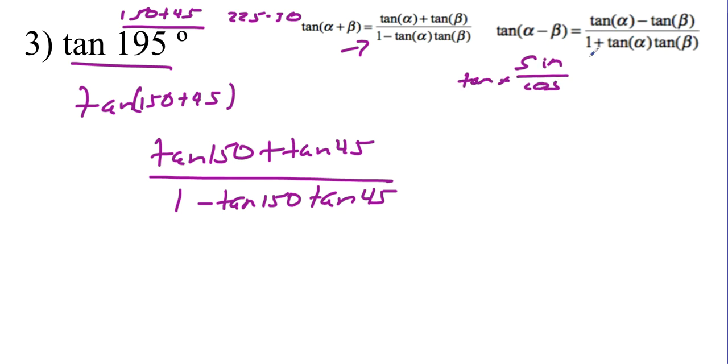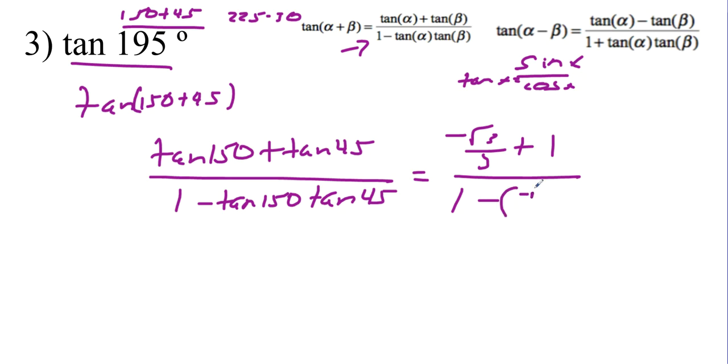Okay. So you got to think of what those were. Now, tan 150 is your root 3 over 3 scenario. So it's going to be negative because you're in the second quadrant. So negative root 3 over 3. Tan of 45 is just 1. Okay. So 1, that's just a 1, minus tan of 150 again. So that's root 3 over 3. But it's a negative, so I'm going to put that in parentheses.